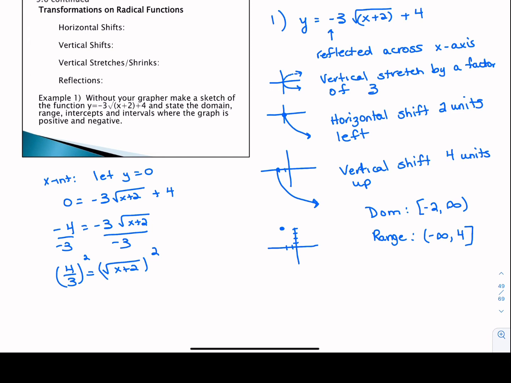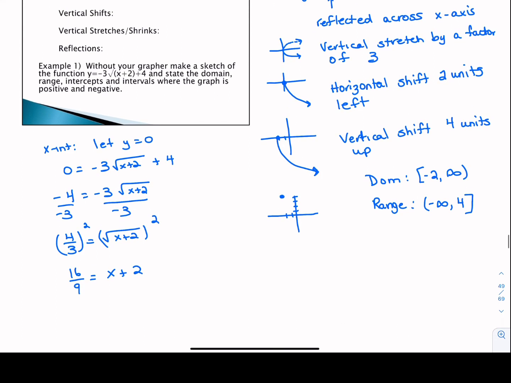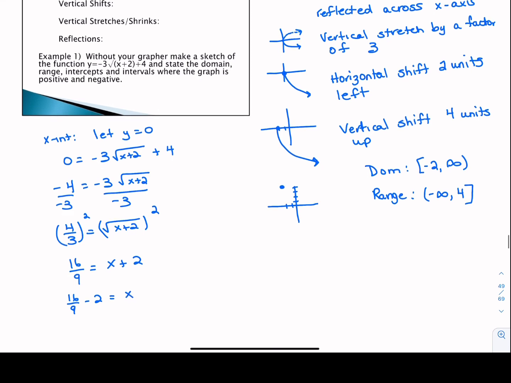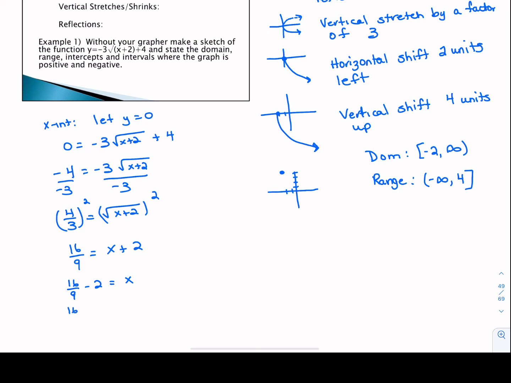So 4/3 squared, 4 times 4 gives us 16 in the numerator. 3 times 3 in the denominator is going to be 9, and that's going to be equivalent to just x plus 2. So our last step here is to subtract 2 from both sides. So 16 over 9 minus 2 is going to be the exact location for my x-intercept. Now this is just a little bit of fraction work. We can say 16 over 9 minus, if we create a fraction out of 2 and make it 2 over 1, we can get a common denominator of 9.